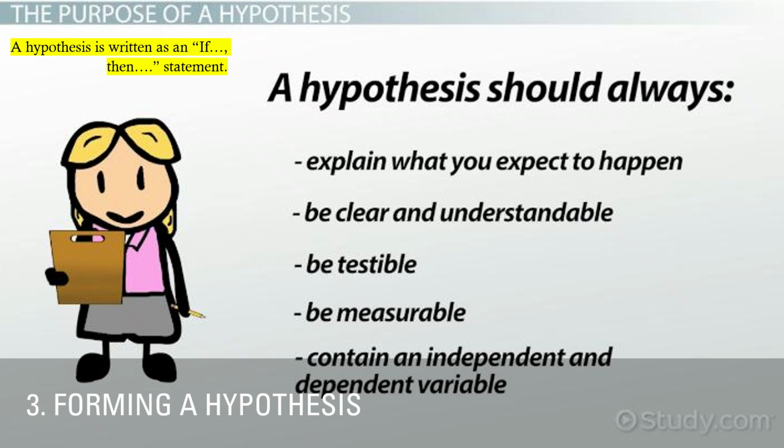But not only that, it has to be testable and measurable. The reason it needs to be testable and measurable is if it's too vague, then you're never going to get your question actually answered. And within that, it needs to contain an independent variable and a dependent variable. And we'll talk about that in just a minute.